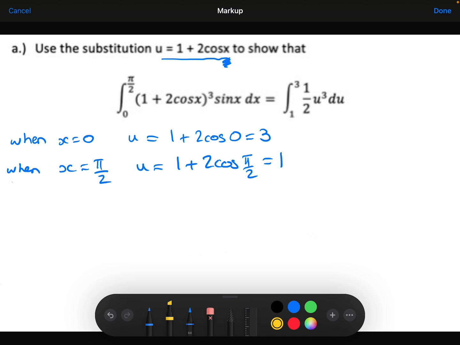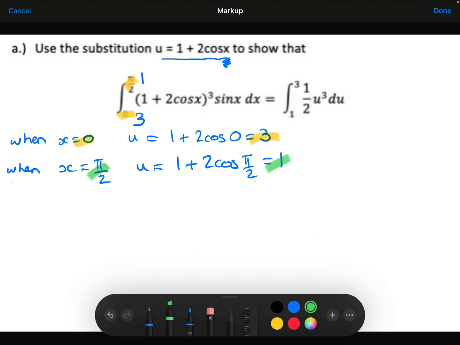So, when x was 0, my lower limit, u is now 3. When x is pi over 2, u is now 1. So my lower limit is 3, my upper limit is 1. Really important that you have them that way round, because as we've just seen, the 0 corresponds with the 3, the pi over 2 corresponds with the 1. I know some people might look at that and think that's a bit strange, having the bigger number as the lower limit, but that is how it has to be for now. We'll see how we can deal with that in a moment.